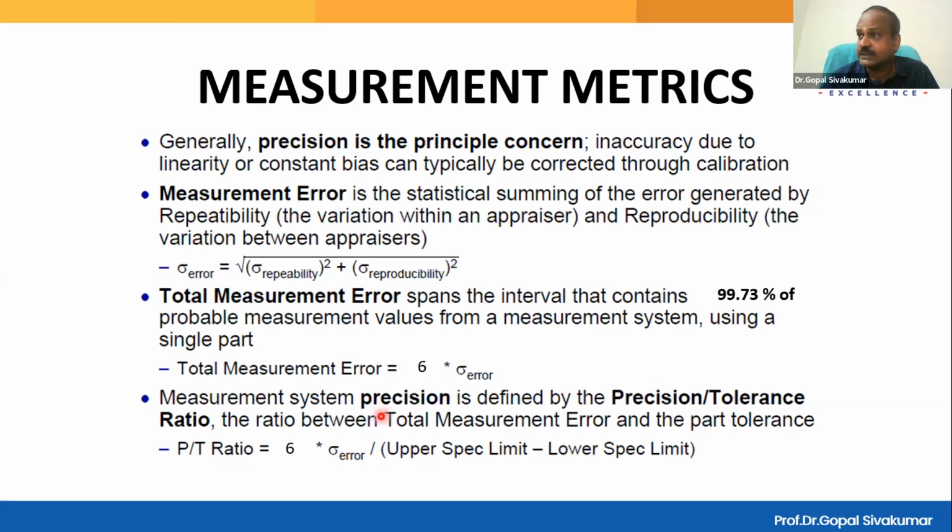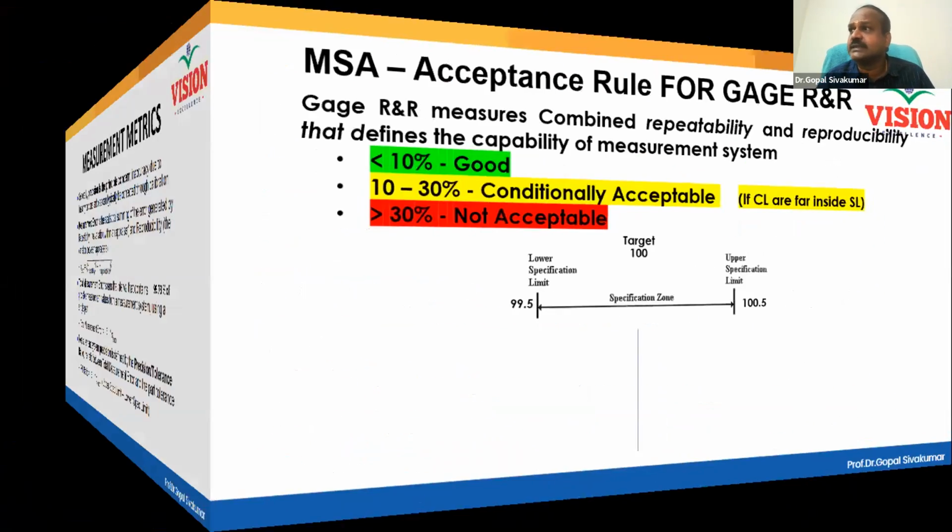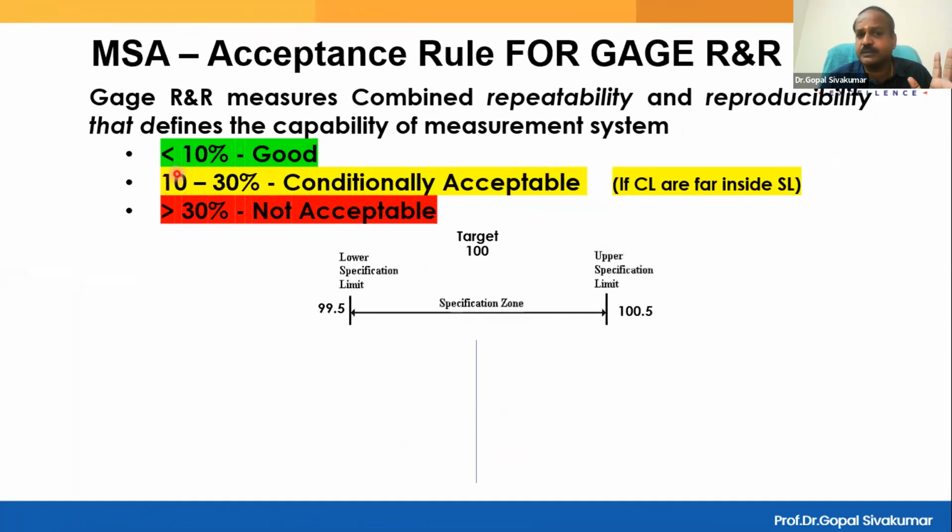You see the numerator, 6 times sigma of the error. Denominator, upper spec minus lower spec, the tolerance. Numerator is precision, denominator is tolerance, and the ratio is called precision tolerance ratio. The other name for precision tolerance ratio is gauge R&R. It should be less than 10%. More than 30%, unacceptable. Now, in order to understand the in-between condition, I am creating a scenario. The requirement is 100 plus or minus 0.5.